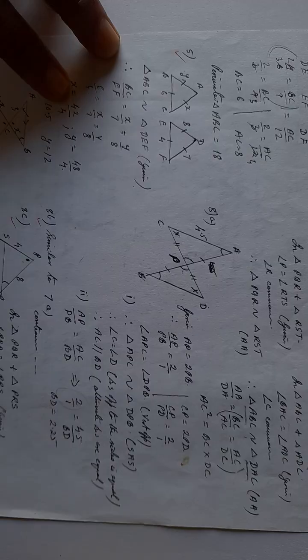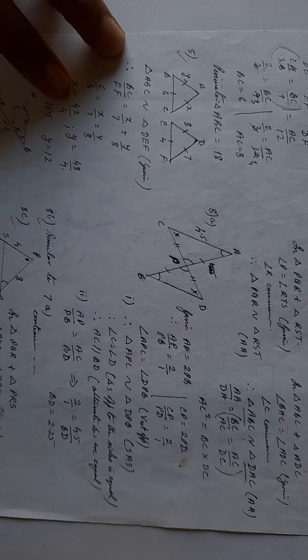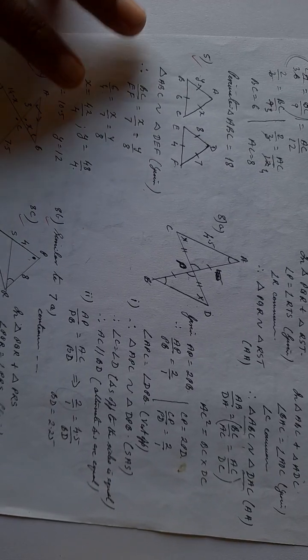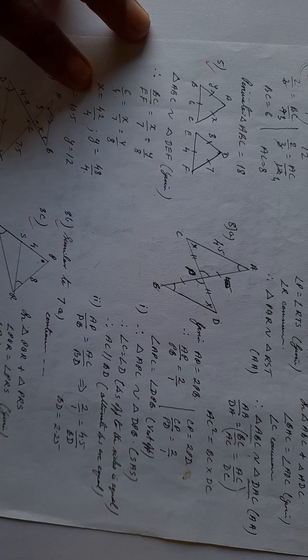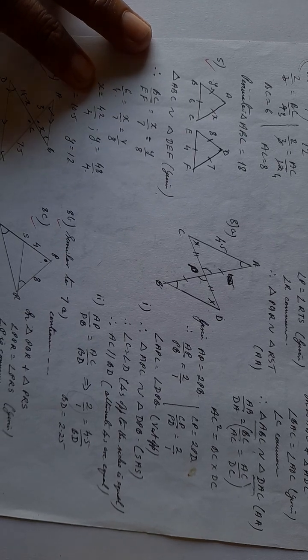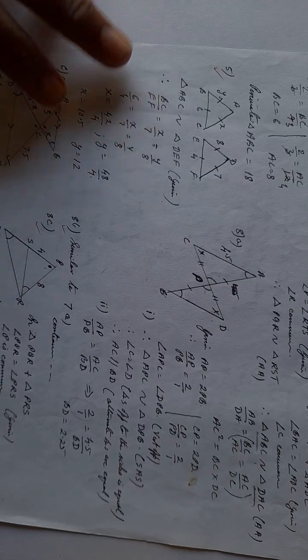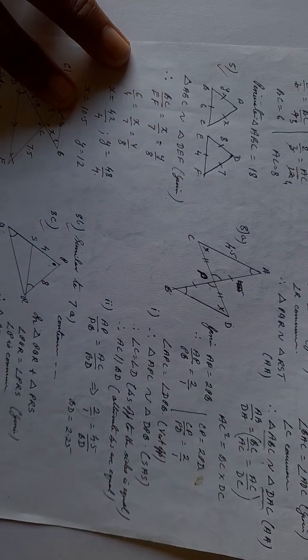Right. Did you get that? That was number 7. Now we go to number 8. Number 8A. I've done number 8A, and B is similar to 7A. It's written over there. Number 8A.